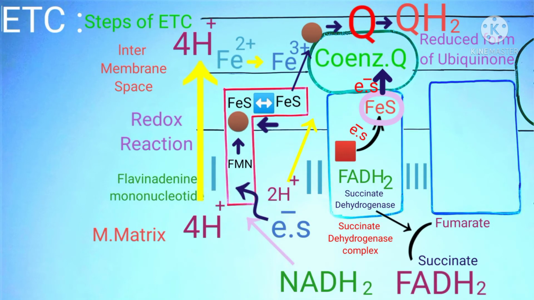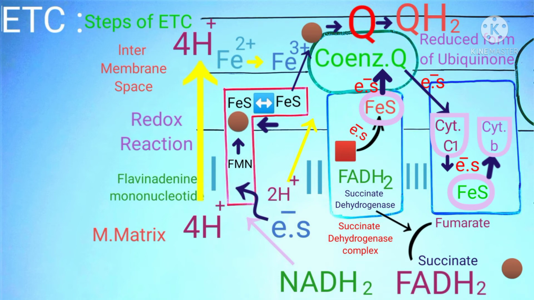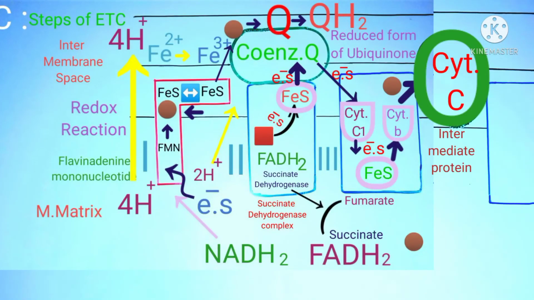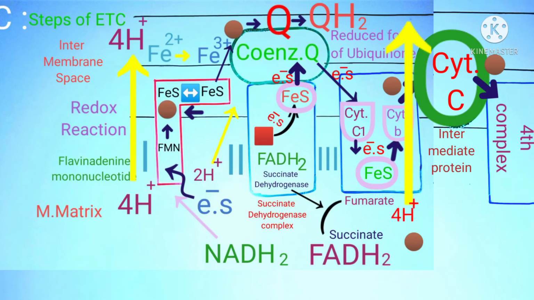to the third complex. Here in this third complex, the electrons are first received by the cytochrome C1. The cytochrome C1 then donates the electrons to the iron sulfur protein which then hands out the electrons to the cytochrome B. All these transfers of electrons occur by the redox reactions that I have already explained in the first part of the electron transport chain video with more clarity. Then these electrons are transferred to the cytochrome C which is an intermediate protein utilized to hand out the electrons to the fourth complex. The redox reactions occurring inside the third complex create the pumping of 4 hydrogen ions to the intermembrane space. During the next step, the cytochrome C donates the electrons to the fourth complex.